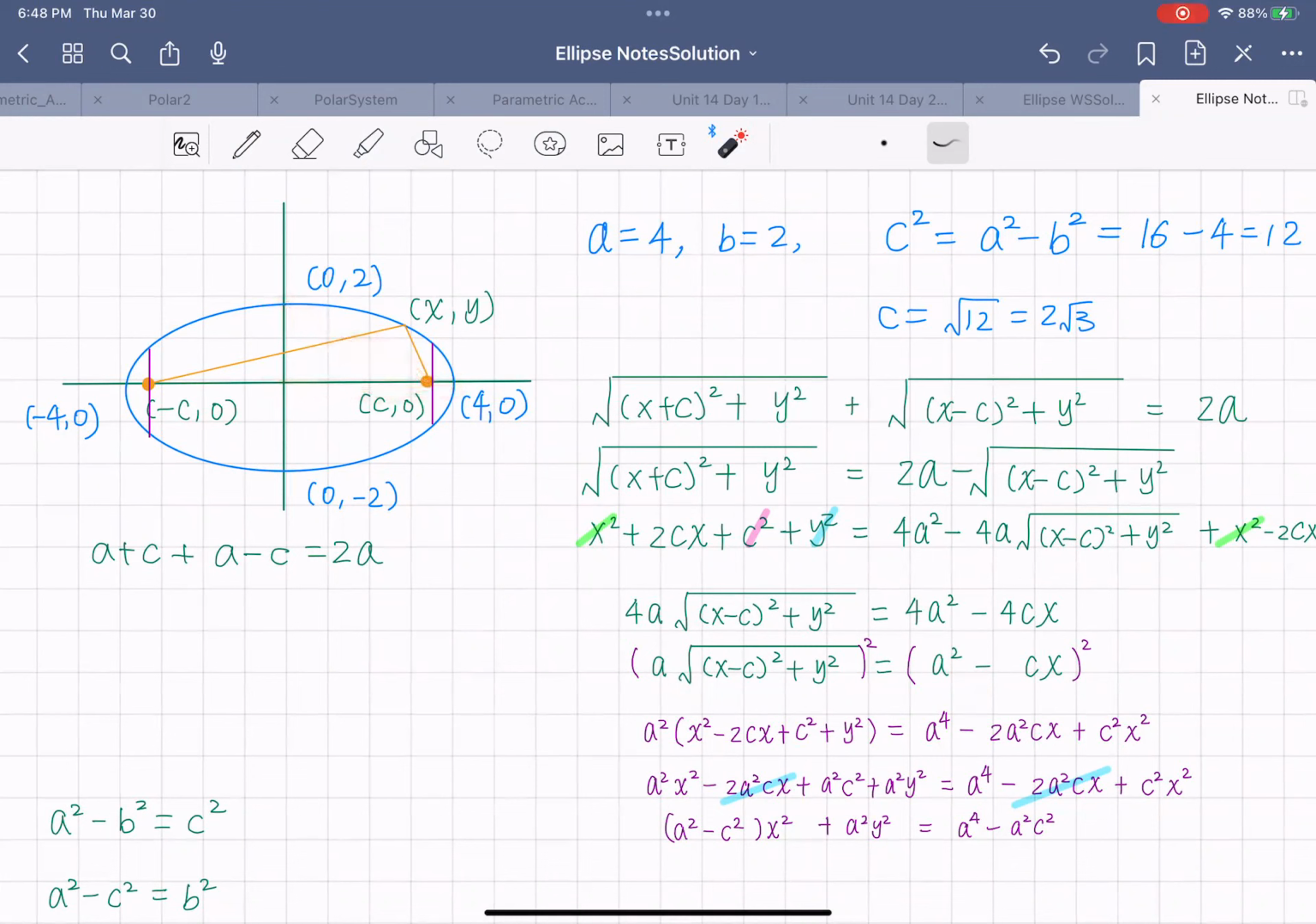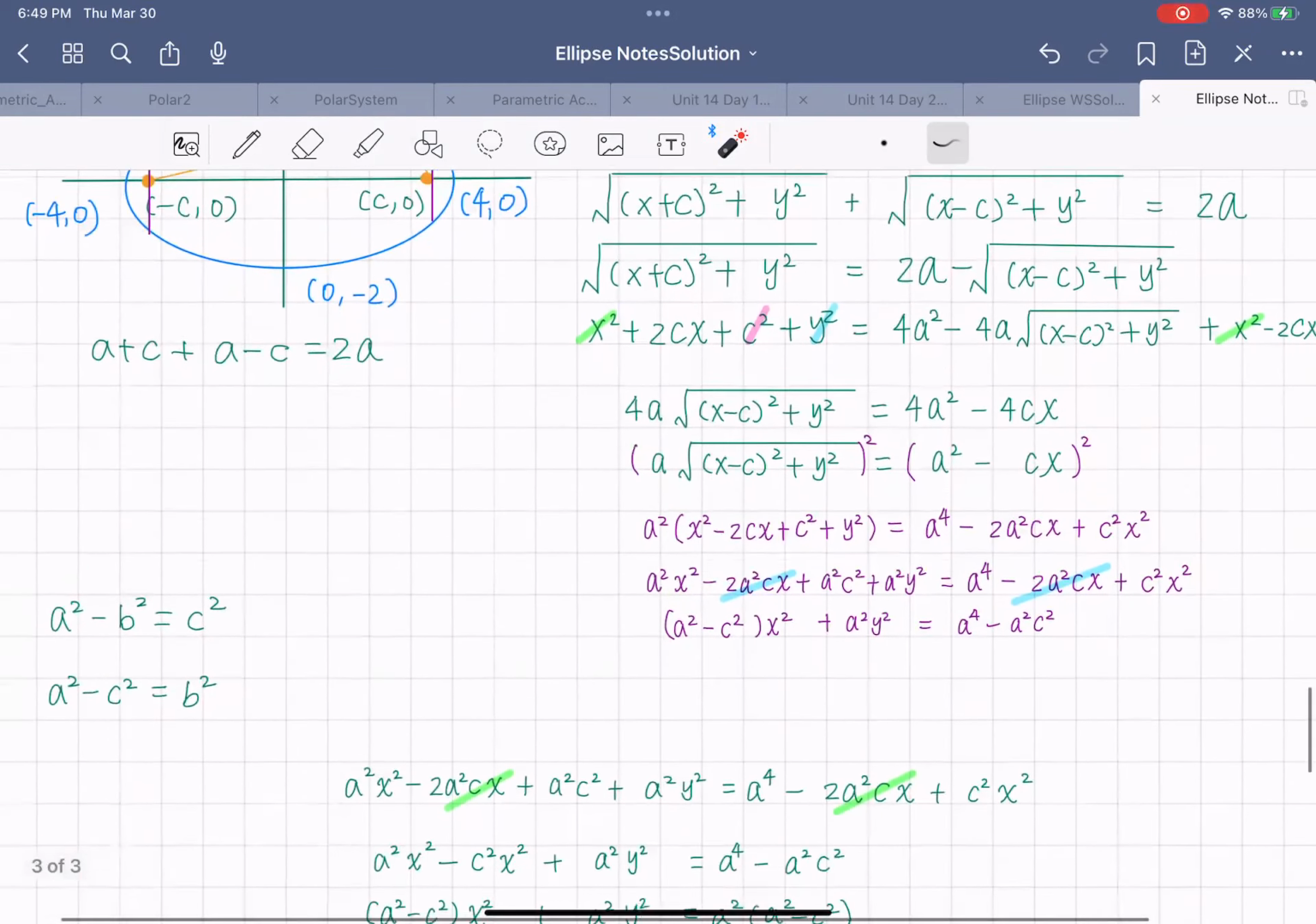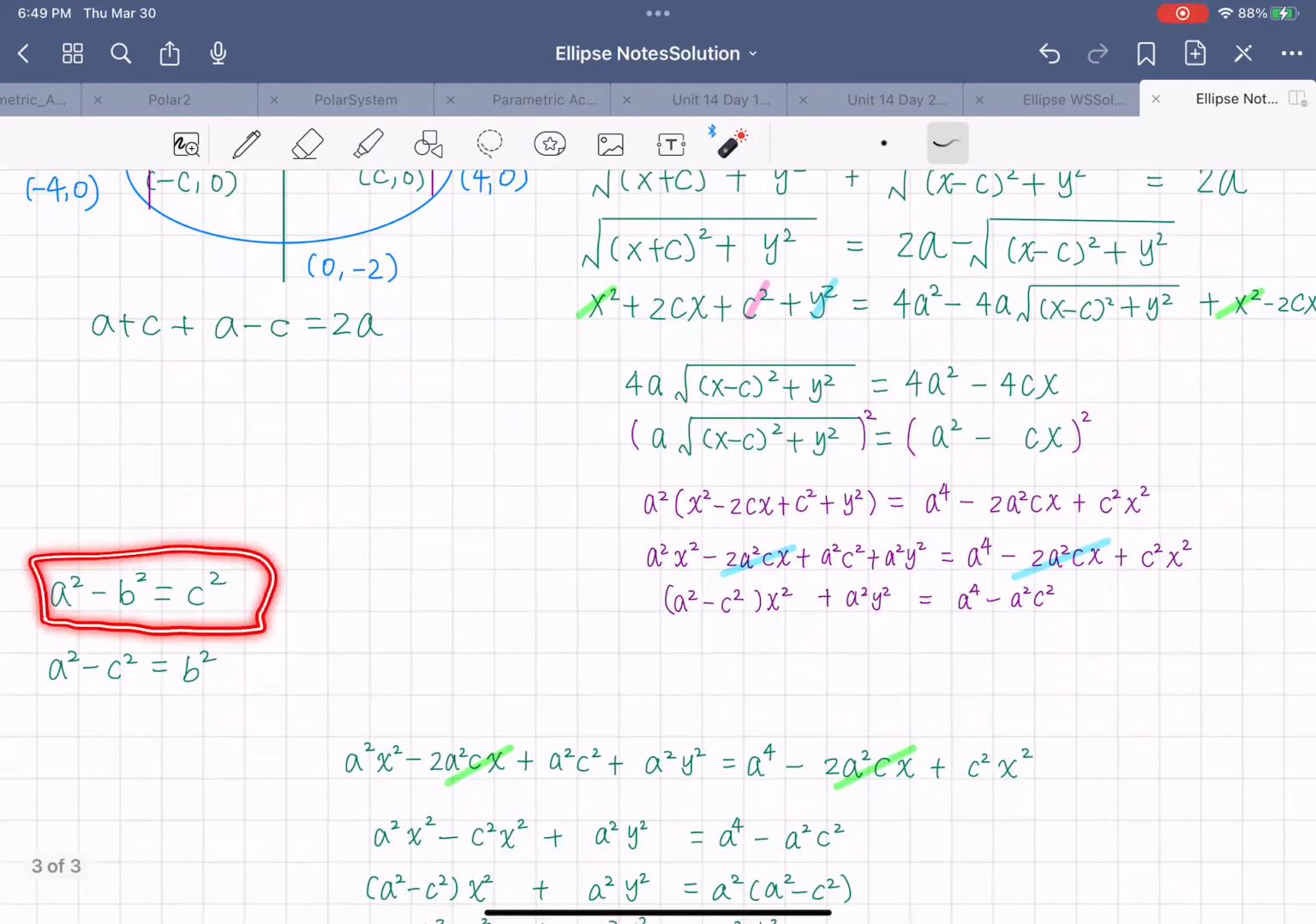Okay, you can draw your own ellipse and you can measure. Hey, this thing is always equal. That's for an ellipse. This is a property of an ellipse. So you have this formula. You have this one available already. Now, Catherine, a squared minus b squared equals c squared.